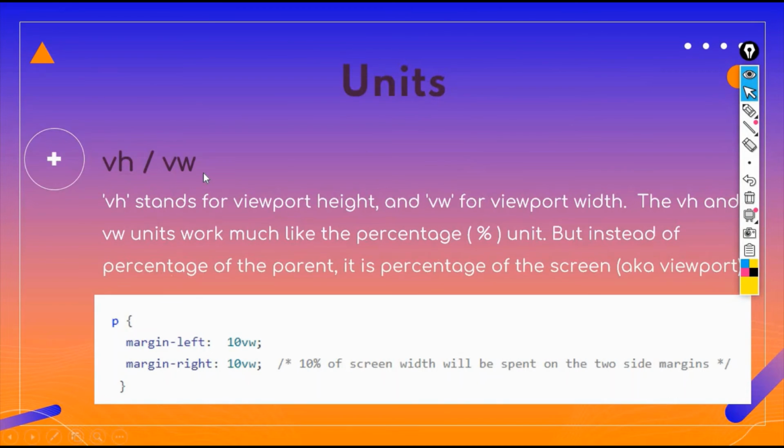VH and VW. So VH stands for viewport height and VW for viewport width. So the VH and VW units work much like the percentage unit. But instead of a percentage of the parent, it is a percentage of the screen, aka viewport. So obviously, VH is for vertical dimensions and VW for horizontal dimensions.